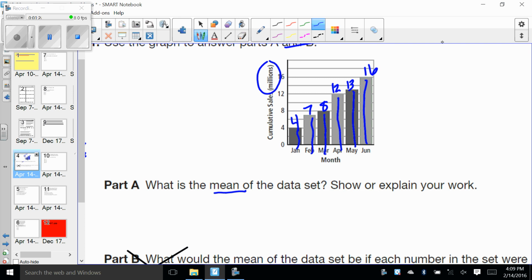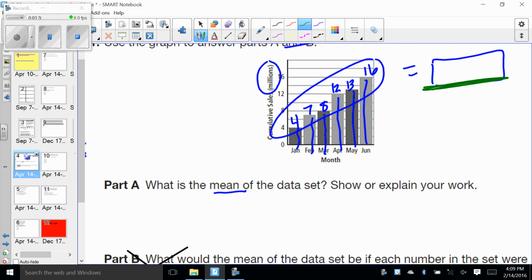So we add those up. We're going to add them all up since we're looking for the mean. And then we're going to divide by how many scores we have, which is 1, 2, 3, 4, 5, 6 data points, or 6 months, I should say. So we add those up. It's 4 plus 7 plus 8 plus 12 plus 13 plus 16. As you're adding those up, you should end up with 60 million in 6 months.